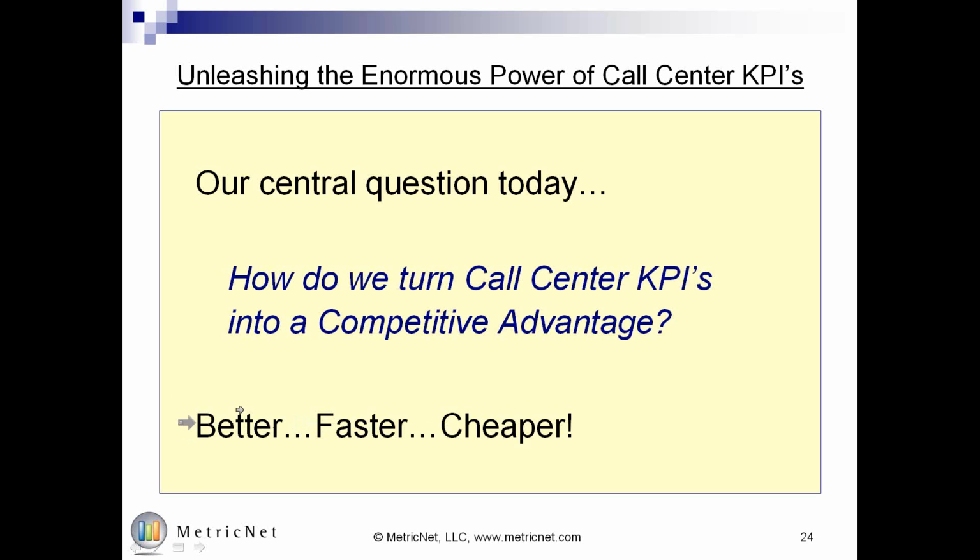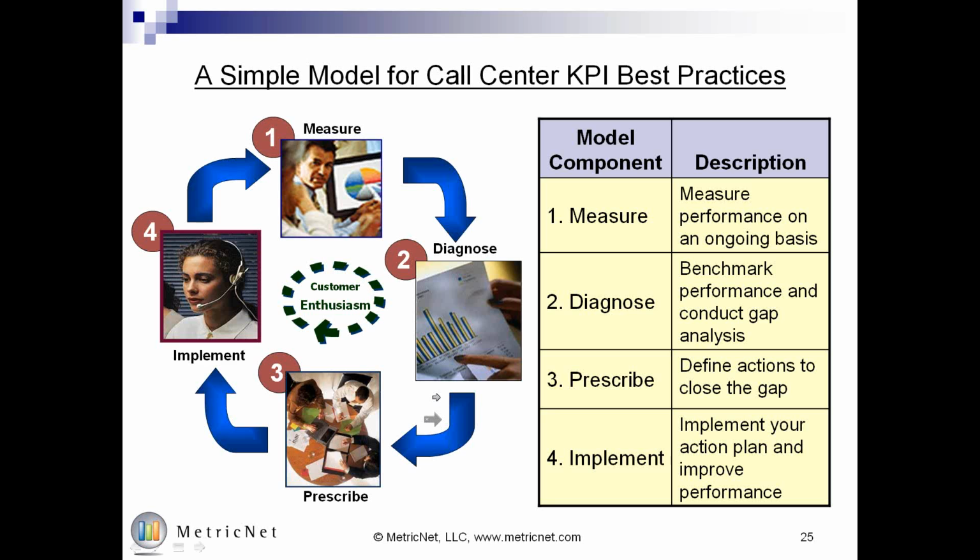Better means higher quality. Faster means quicker turnaround time, shorter cycle times. Cheaper means lower cost per contact. Those are the three dimensions of competition: quality, speed, and cost. So better, faster, cheaper is not just some throwaway cliche. It really does represent the three components of competition and how you can use call center key performance indicators to drive a better, faster, cheaper call center.